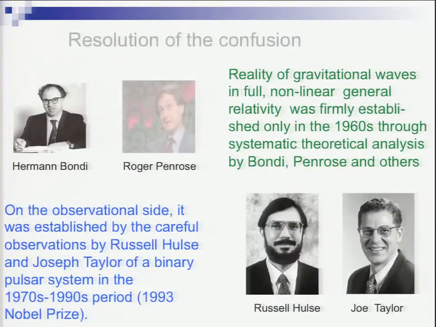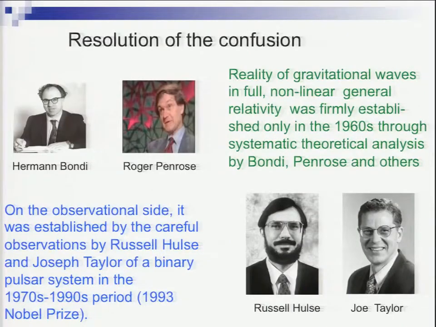Okay. So then this confusion was really clarified in the 1960s thanks to the work of Hermann Bondi and Ray Sachs. Hermann Bondi had a group in King's College in London, and Roger Penrose, who at that time was also in London. The reality of gravitational waves in full nonlinear general relativity was firmly established in the 1960s through systematic theoretical analysis by these people.